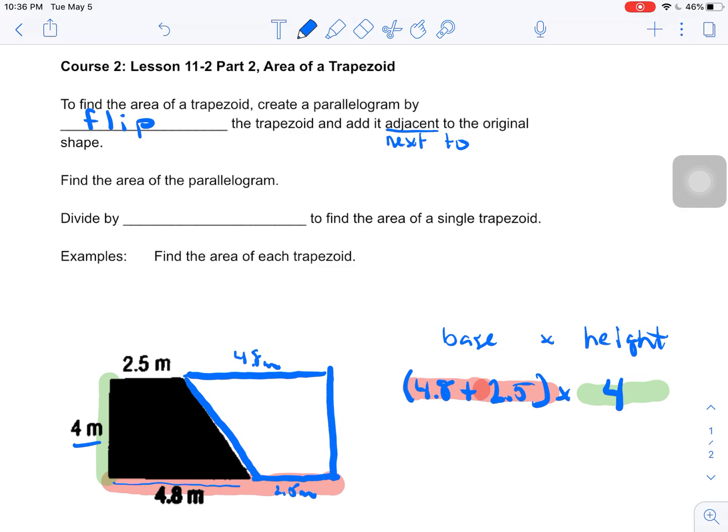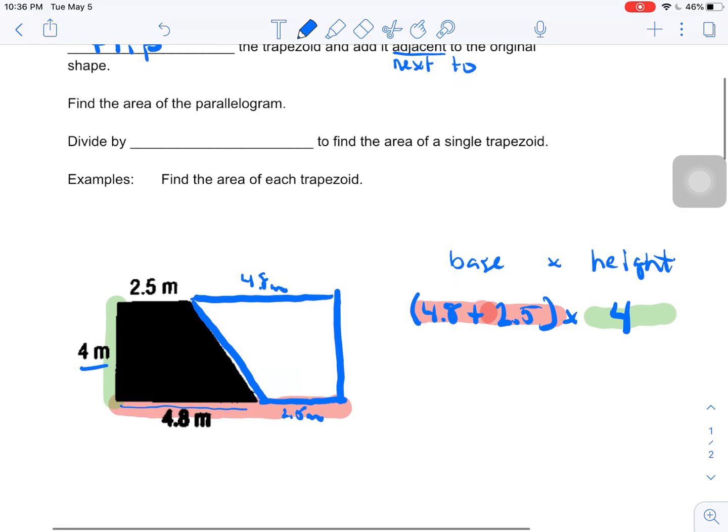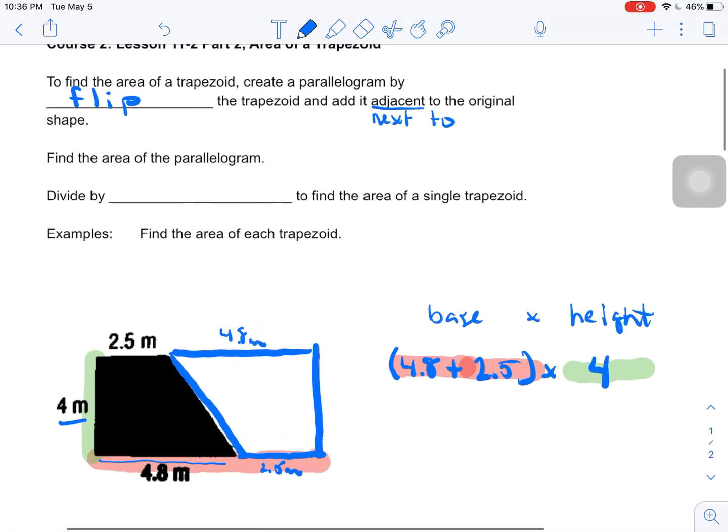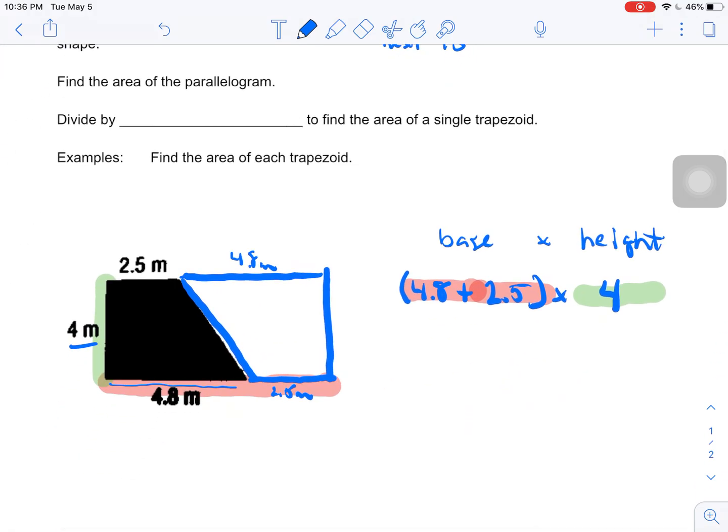Now this is just a work it out and calculate it problem. We can find the area of our parallelogram, or in this case, our rectangle. If we add the 4.8 and the 2.5, that gives us 7.3. So that's our total base. The total length of the red measurement is 7.3, times 4. So base times height.